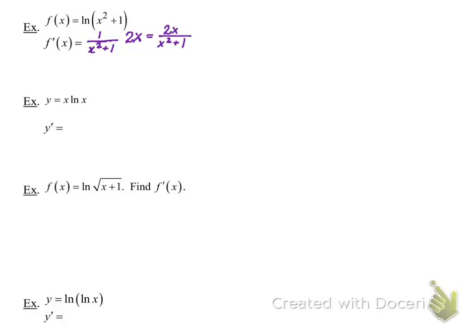We simplify, we get 2x over x squared plus 1. On this next one, we need to use product rule, so we take the derivative of the first times the regular of the second, plus the regular of the first times the derivative of the second. And that gives us the natural log of x plus 1.